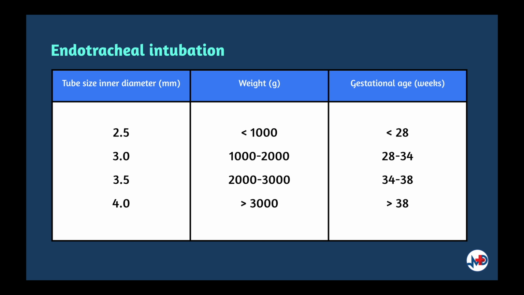Endotracheal intubation. Endotracheal intubation is required for suctioning the trachea in the case of meconium stained amniotic fluid in a depressed infant. Other indications are to provide prolonged ventilation, to ventilate an infant in whom positive pressure ventilation has been ineffective, and to ventilate an infant suspected of having a diaphragmatic hernia. The approximate size of the ET tube for different infants are as listed.